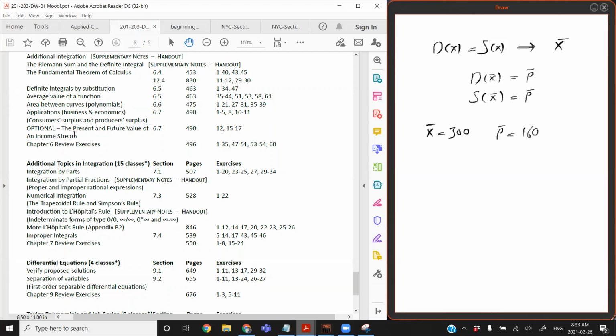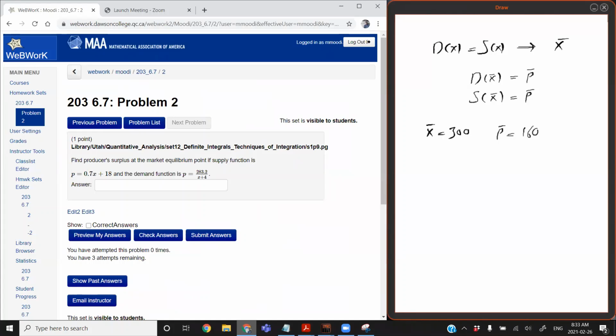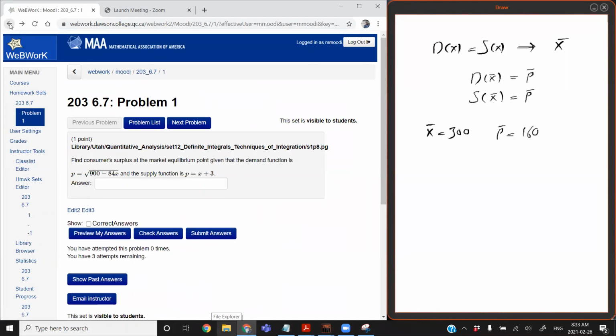This part of section 6.7, the present and the future value of an income stream, is optional. So I'm not covering that, and you don't need to worry about these ones. But exercises 1 to 5, 8, and 10 and 11 are related to consumer surplus and producer surplus. So you can do these first before coming to WebWork, or you can do the WebWork first and then do these ones. I'm going to put the formulas on the board and then give you some time to work on these two exercises. Any questions?